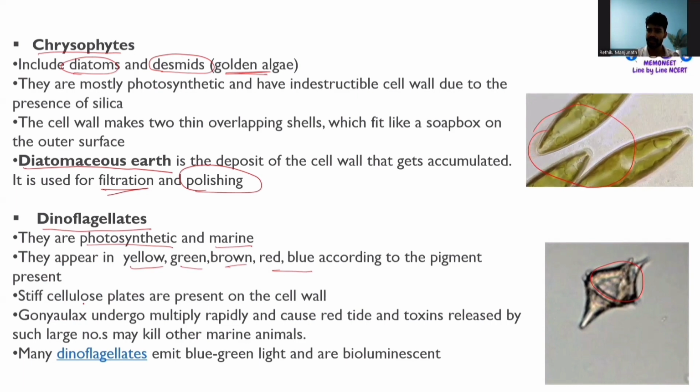It is going to release some toxins in the water in such a way that it is going to kill other marine animals such as fish, because of those toxins. Many dinoflagellates also emit blue-green color, because of a unique property called bioluminescence.